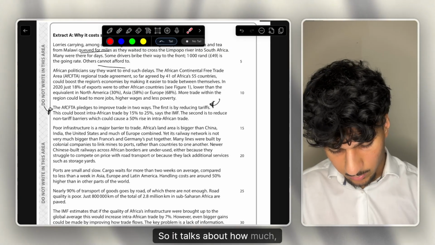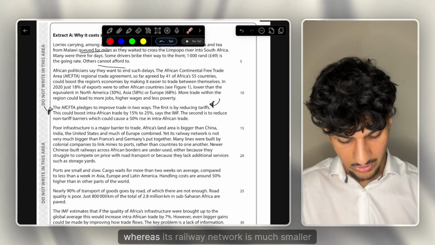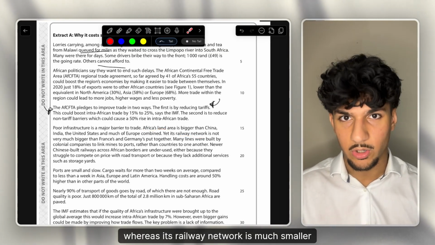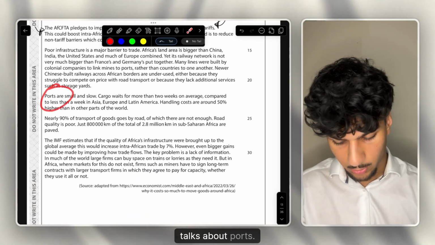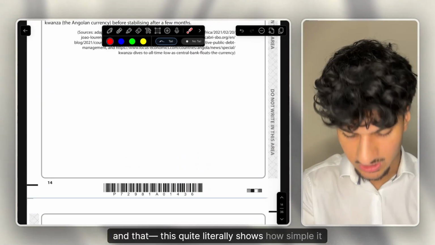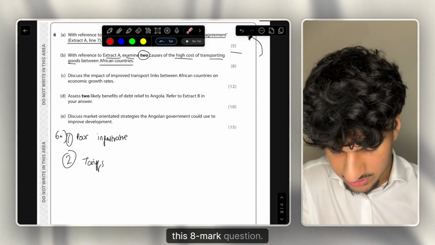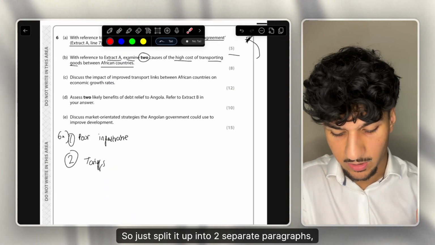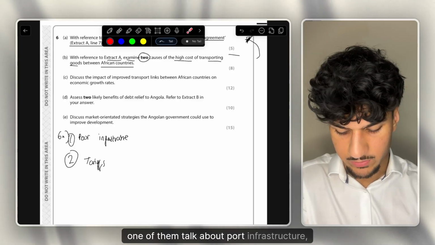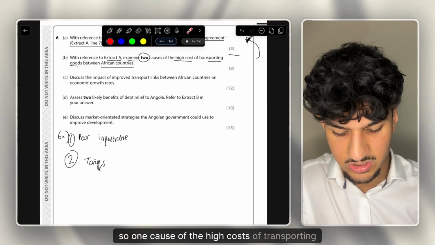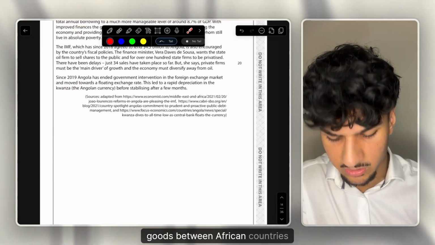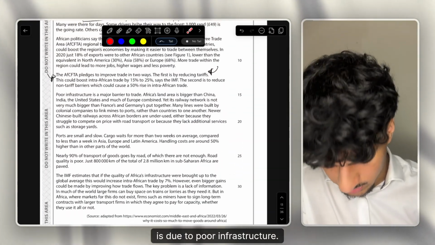So it talks about how much land Africa has, whereas its railway network is much smaller, it's not proportional to the land it has. Then again, even more application talks about ports. Okay, and this quite literally shows how simple this 8-mark question is. So just split it up into 2 separate paragraphs. One of them talks about poor infrastructure, throw in the bit of application we just reviewed. So one cause of the high costs of transporting goods between African countries is due to poor infrastructure.